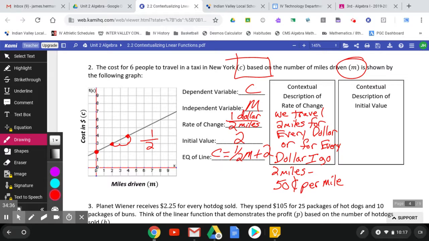Context of the initial value. Zoe? What starts at $2? Cost, okay. So what's that mean? Yeah, that's the fee just to get into the taxi. That's what we're talking about, right? So it's $2 just to tell the taxi where to go or to use the taxi.